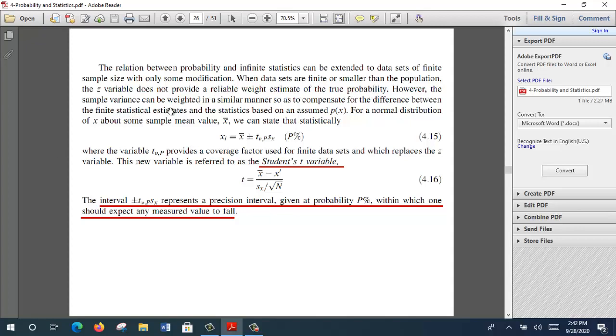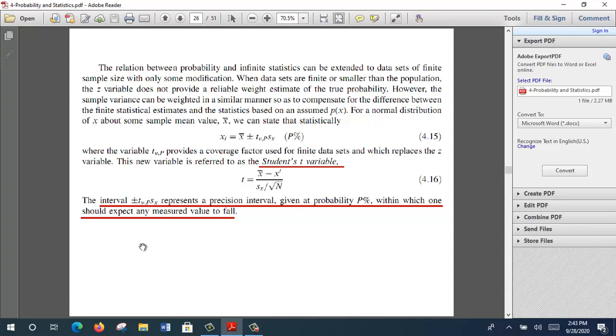However, the sample variance can be weighted in a similar manner so as to compensate for the difference between the finite statistical estimate and the statistic based on the assumed Px. For the normal distribution of X about the sample mean value, we can state that the statistic is given by this, where the t here provides the coverage factor used for a finite data set and replaces the z variable. So the new variable is referred to as the student t variable, which is equal to this equation, where the plus or minus interval here represents a precision interval, given a probability P percentage, within which one should expect any measured value to fall.